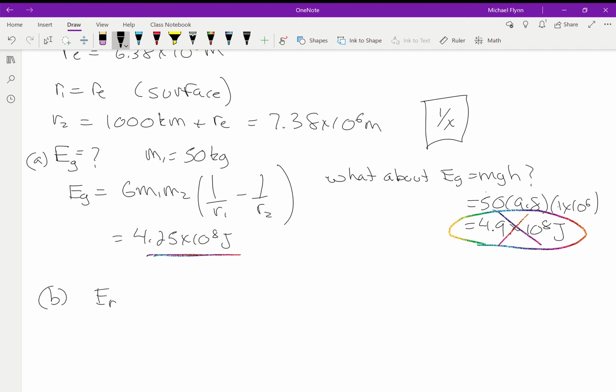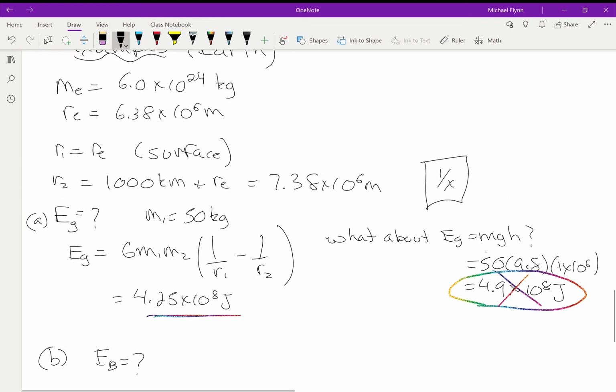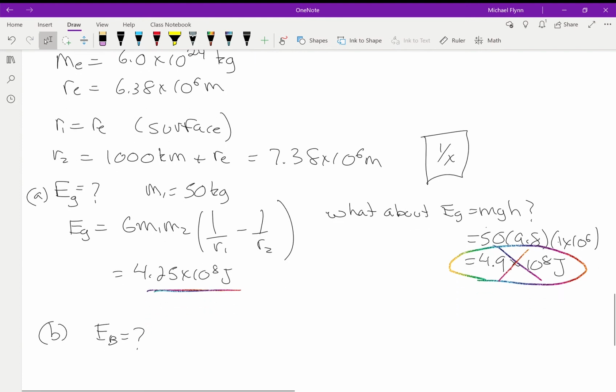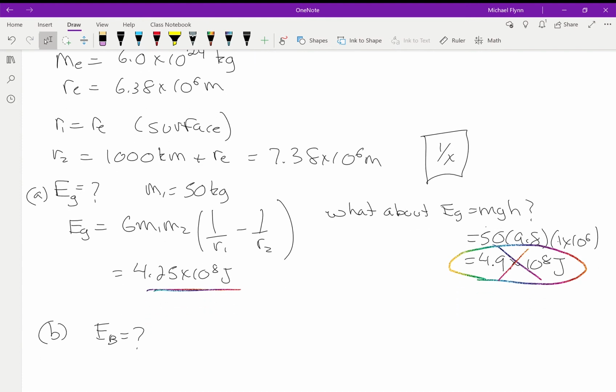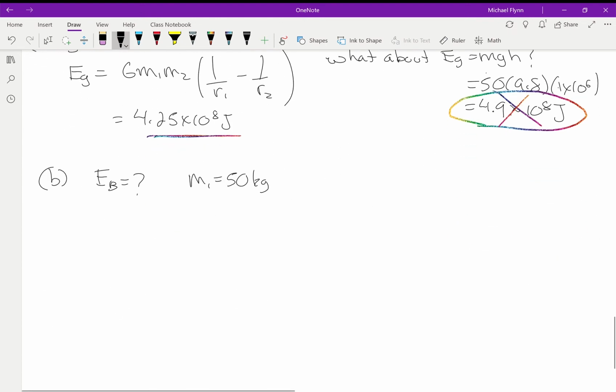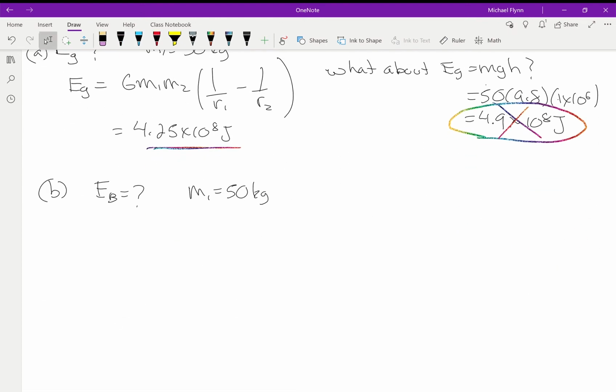What is the binding energy, okay, of this object, this 50 kilogram object? Okay, so you are 50 kilograms and you're on Earth's surface. So what is your binding energy? Well, let's find out. The binding energy, G M1 M2 over R1. We don't need R2 this time because R2 is basically infinity when you're doing binding energy, so it's just the first term.